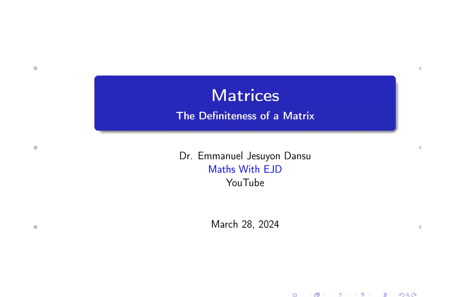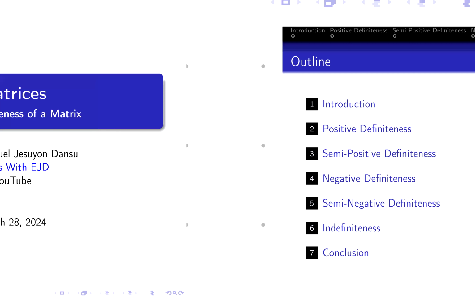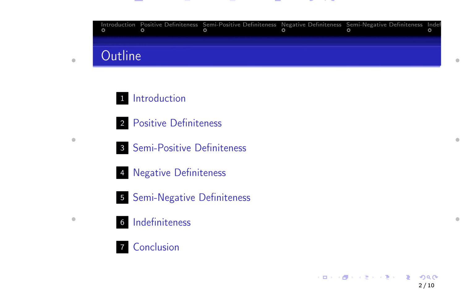In this video, I'll be talking about the definiteness of a matrix, still under the subject of matrices. The definiteness of a matrix. All right, so our outline is like this. We'll have the introduction, then we'll talk about positive definiteness, semi-positive definiteness, negative definiteness, semi-negative definiteness, indefiniteness, and of course, we'll talk about the conclusion.